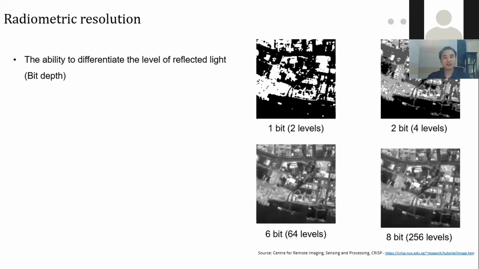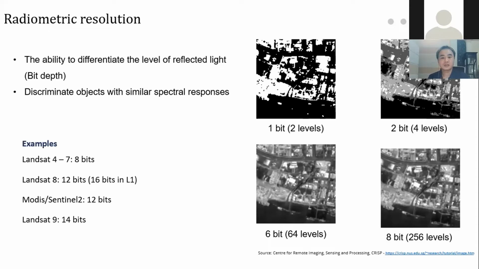So moving to higher radiometric resolution, you have a better range of values for the pixel brightness, so you can discriminate the objects more easily. Of course, our eyes are limited in the fixed amount of grayscale we can see, but we can use the computer's ability to compute them. Here are some examples of images from sensors with different radiometric resolution. Landsat 4 to 7 provide 8-bit images, and Landsat 8 can provide 12 bits, and after processing, it can increase to 16-bit. MODIS and Sentinel also provide 12-bit images, and the newly launched Landsat 9 provides 14-bit images.